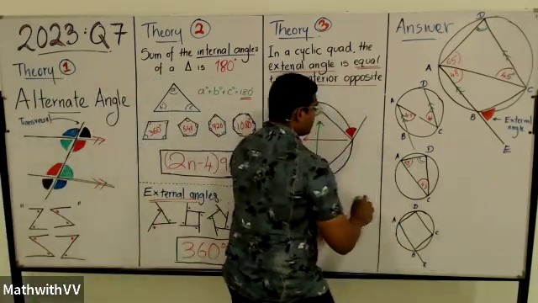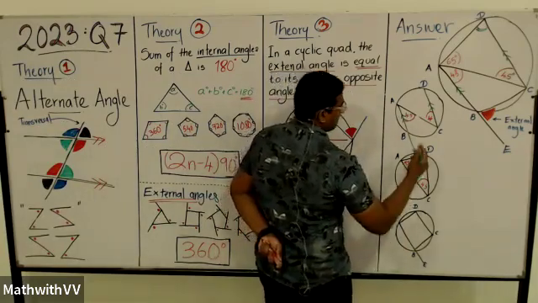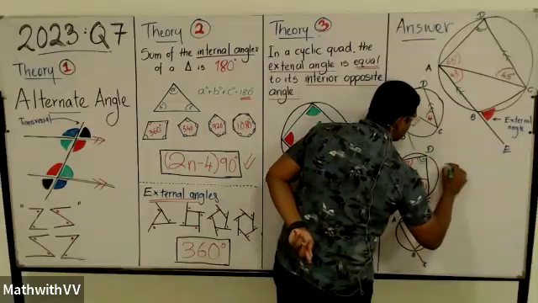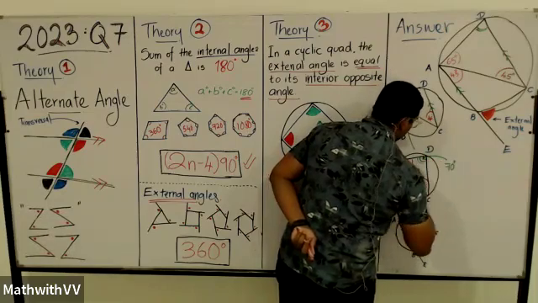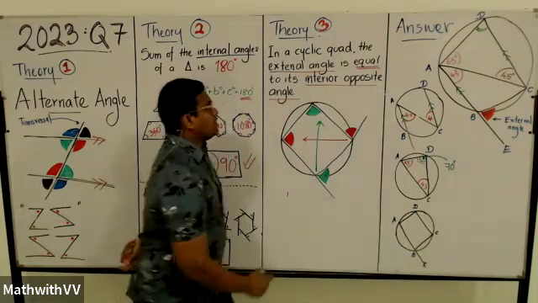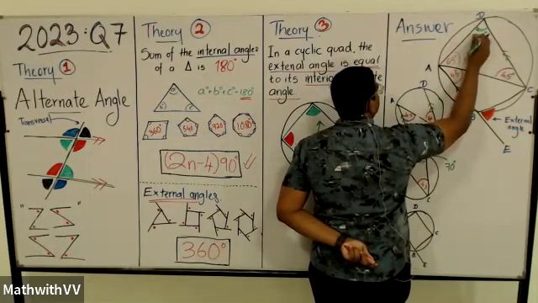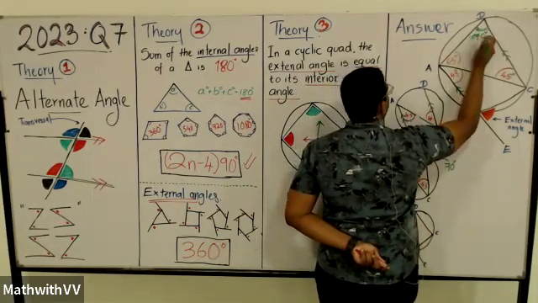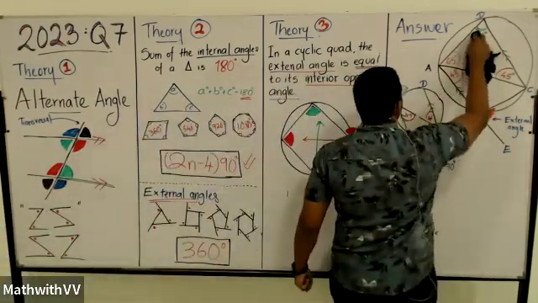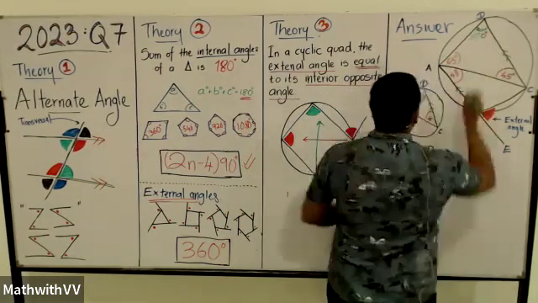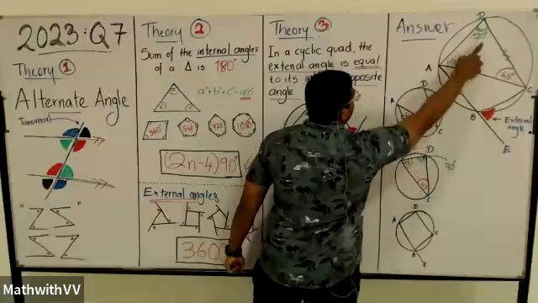So 65 plus 45 is 110, and 180 minus 110 is 70 degrees. Angle ADC is 70 degrees. Now I know what ADC is. 70. I have found it. But that is not the angle I need to find.